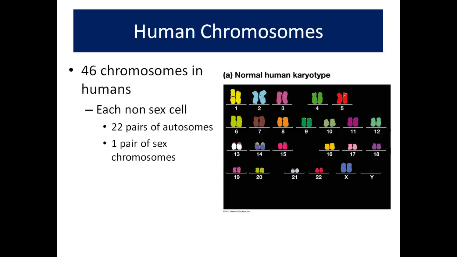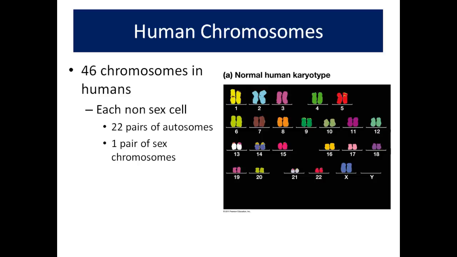Human chromosomes: there are 46 linear chromosomes in the human genotype. Each non-sex cell, or somatic cell, contains 22 pairs of autosomes and 1 pair of sex chromosomes. And there are some really interesting things that can happen in organisms that have linear chromosomes, like most eukaryotes. Not only can you have mutations that occur during synthesis that could be characterized as different types of point mutations, which can result in silent, missense, nonsense, or frameshift mutations.